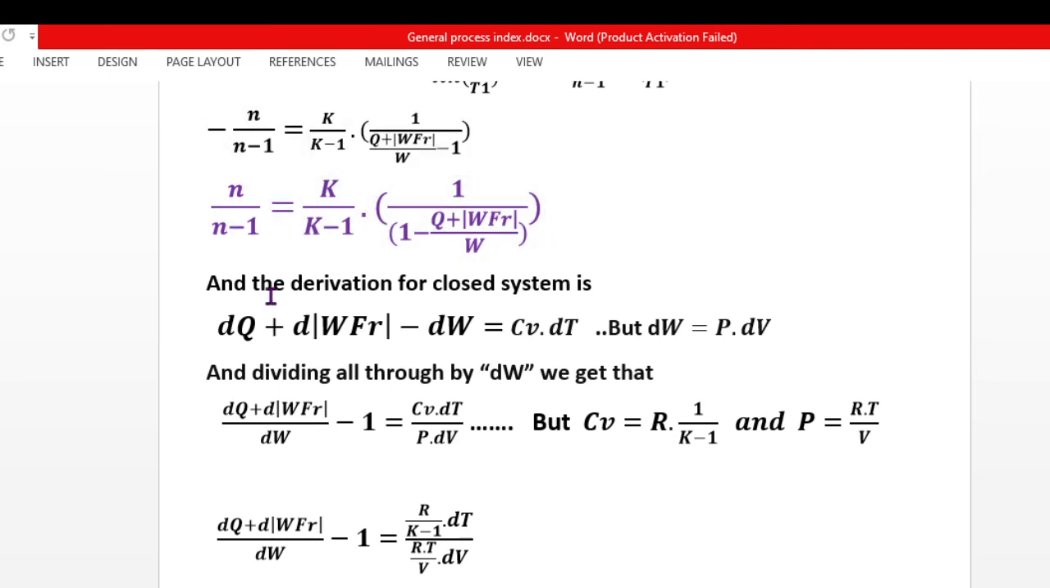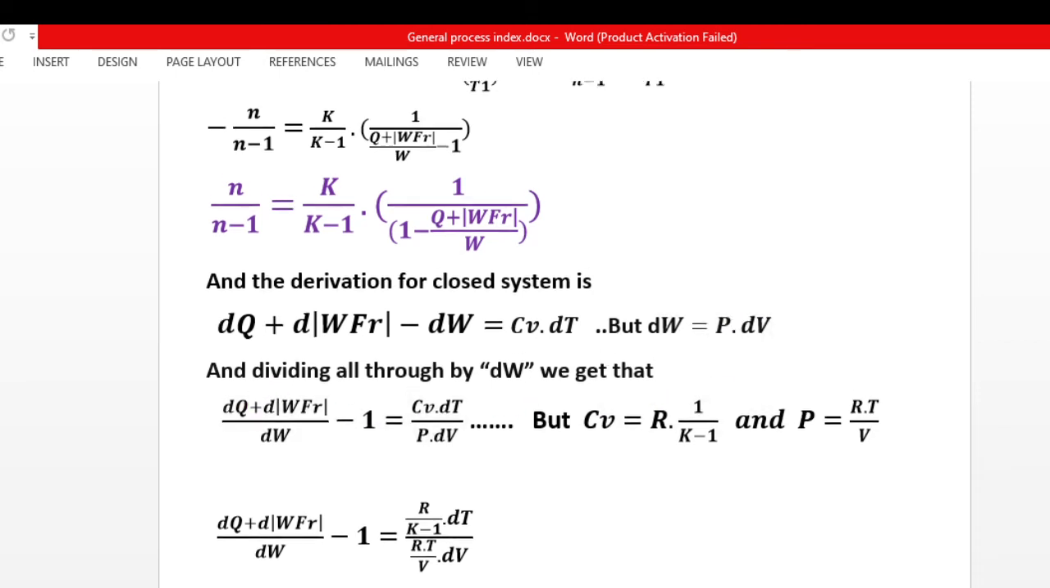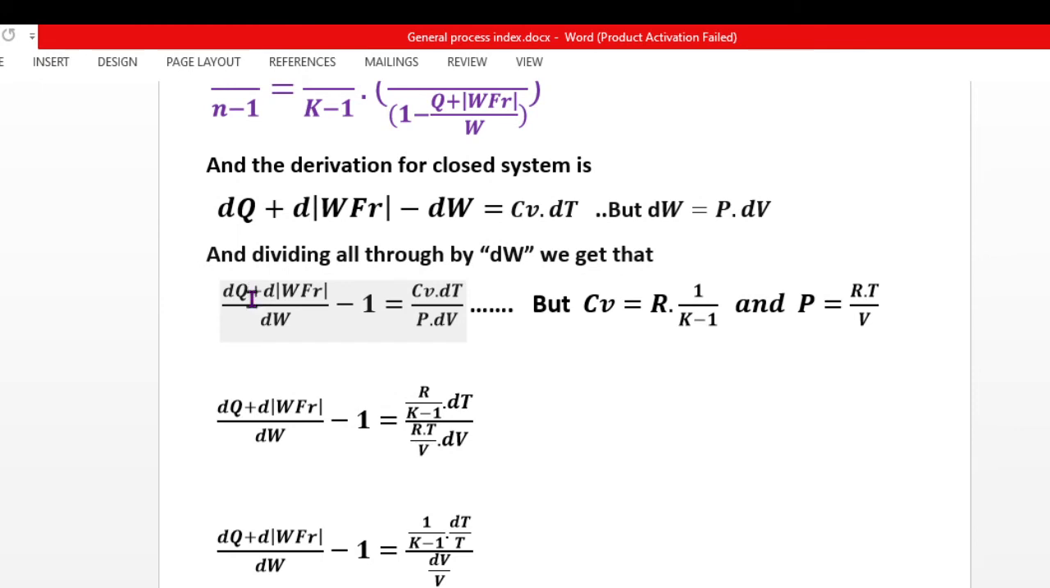As to how to find n for a closed system, again, the first law of thermodynamics: dq plus delta w friction minus delta w equals cv dt, but delta w equals p dv. Dividing all through by delta w, we get dq plus delta w friction over delta w minus 1 equals cv dt over p dv. But cv equals r into 1 over k minus 1, and p equals rt over v.